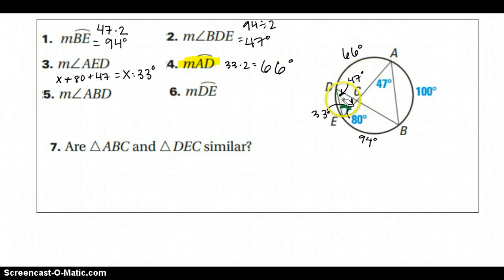All right, so we are on number 5. Now we want to find the measure of ABD. So ABD is this angle here. Now I already know the measure of the arc, and our rule tells us that the inscribed angle is half the measure of the intercepted arc. So I want to take 1/2 of 66, or 66 divided by 2, which gives me an angle measure of 33 degrees. So this angle in here is 33 degrees.